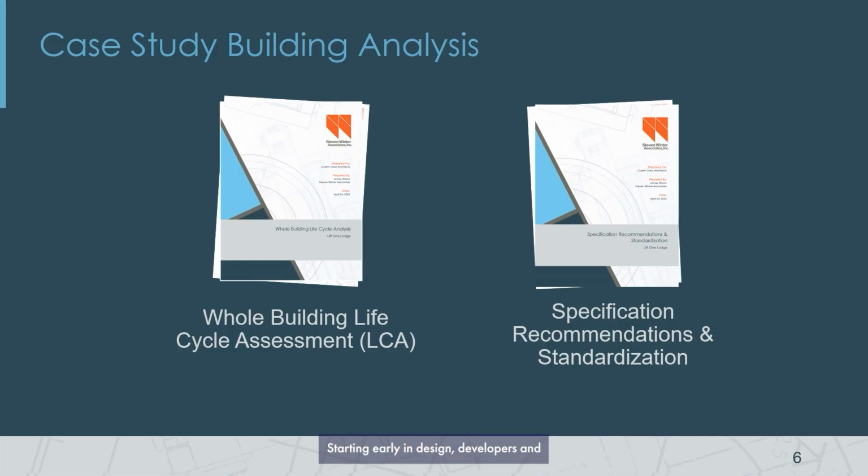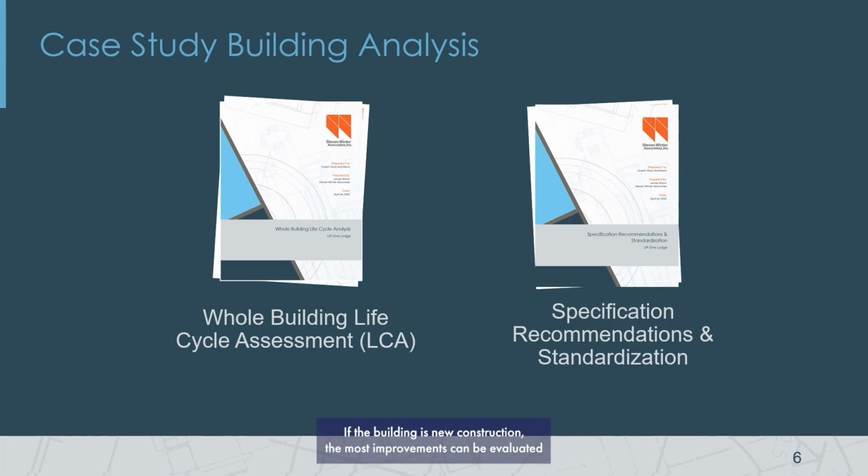Starting early in design, developers and designers can take steps to reduce embodied carbon. Often the first question in the earliest stages of development: can the building or structure be reused to avoid the greatest number of emissions, because the structure, concrete, and steel and glass are the most significant emitters.